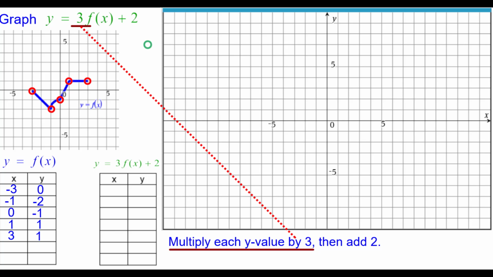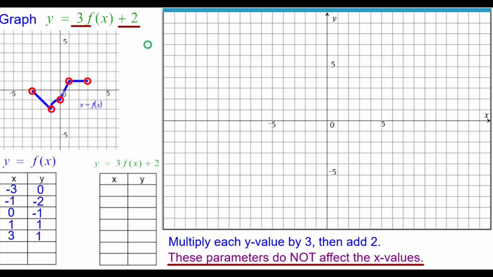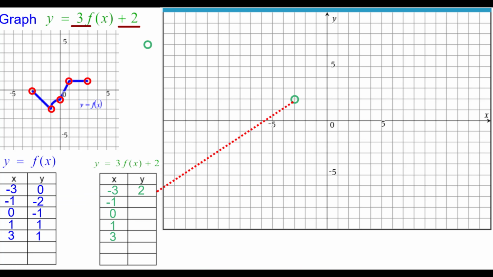And we'll look at the parameters, and the 3 multiplies each y value by 3, and the plus 2 adds 2. These parameters do not affect the x values, so we'll keep the x values the same as they were. But we need to multiply each y value by 3, then add 2, in that order by the order of operations. So 3 times 0 is 0, plus 2 is 2. You can see the calculations here. Plot -3, 2.